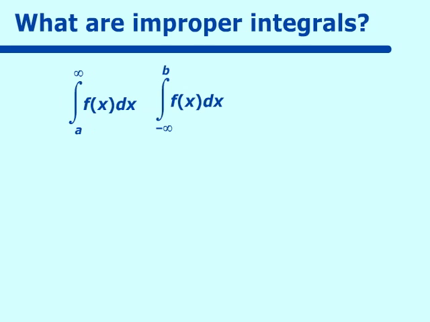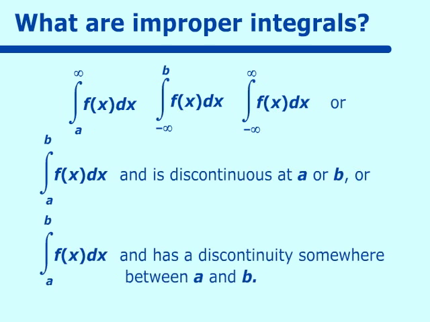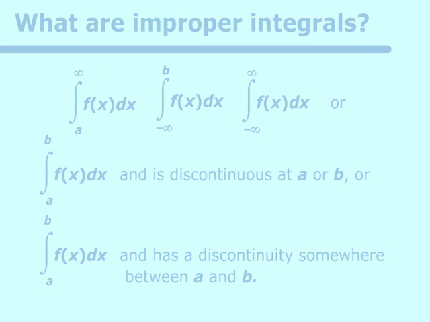The second type is when we go from negative infinity to some constant we can call b. The third type is when we go from negative infinity to infinity. Or we have other types where we go from a to b, one being where it's discontinuous at the endpoint a or the endpoint b, or the other type is where it's discontinuous somewhere between a and b. So let's look at several different types here.